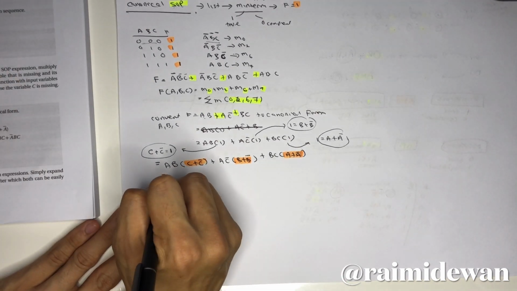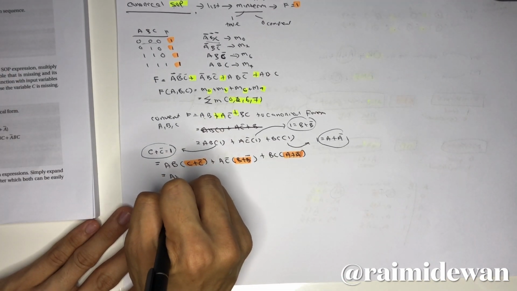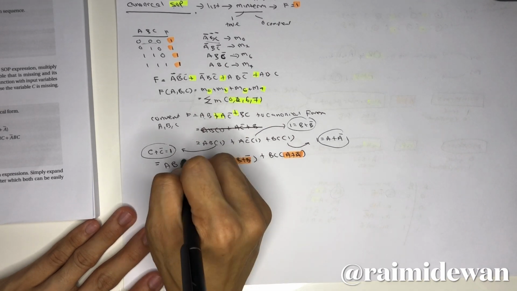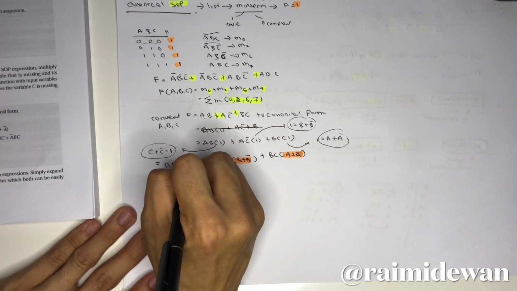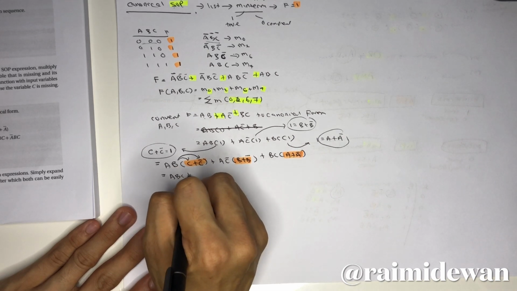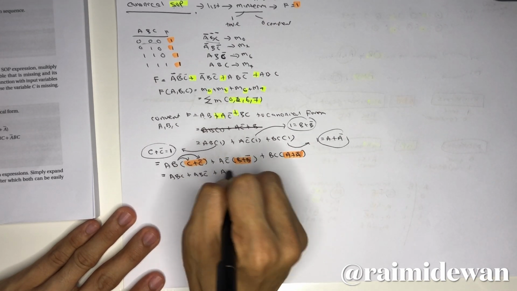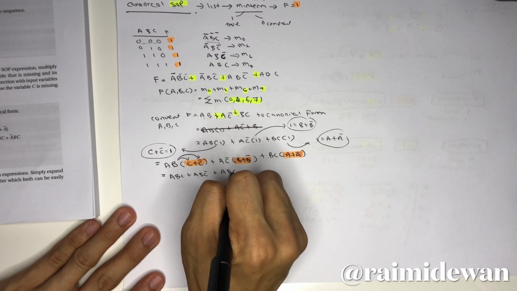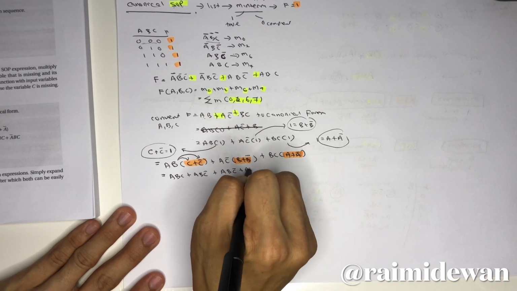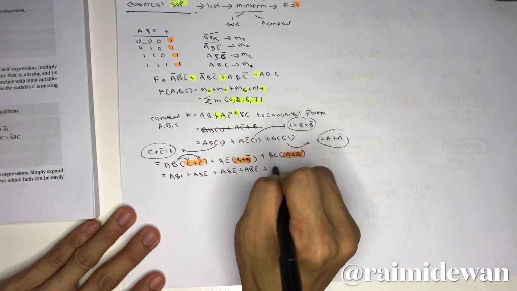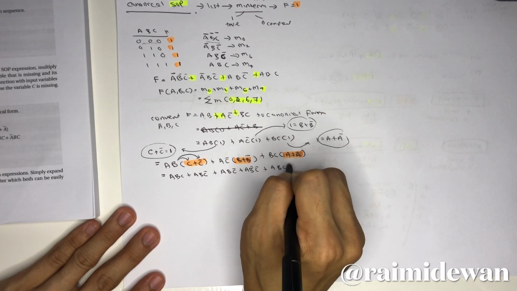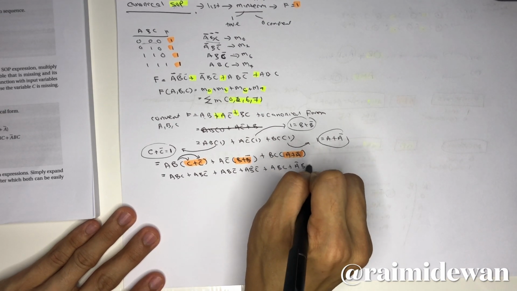Now we expand it. We expand A, B, C, okay. Now then we expand another one. Expand A, B, C bar. Similarly for the rest, but we just arrange it so that it's easy. A, B, C bar plus A, B bar, C bar. Then how about this? A, B, C plus A bar, B, C.